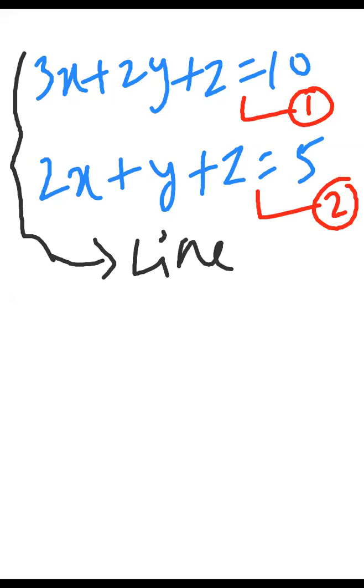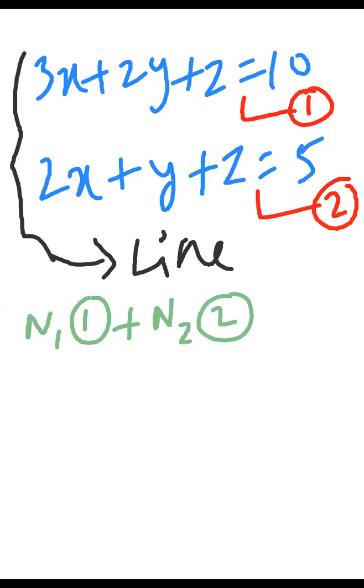Now I am going to form one more equation, whose format is just like this: n1 multiplied with equation 1 and n2 multiplied with equation 2. n1 and n2 can be any number. In the simple case it can be 1 and 1, or otherwise it can be any number. That means what?